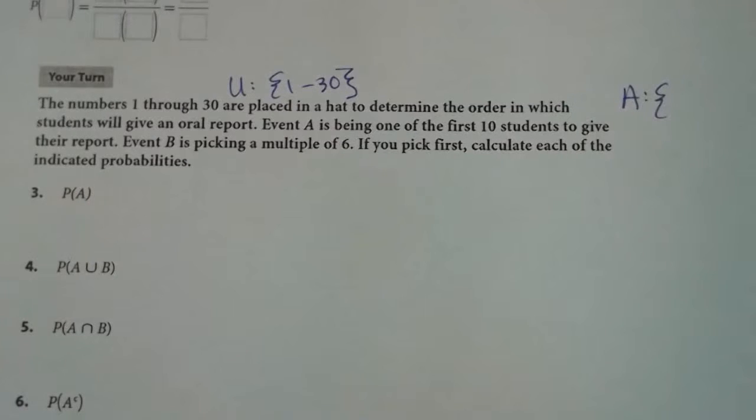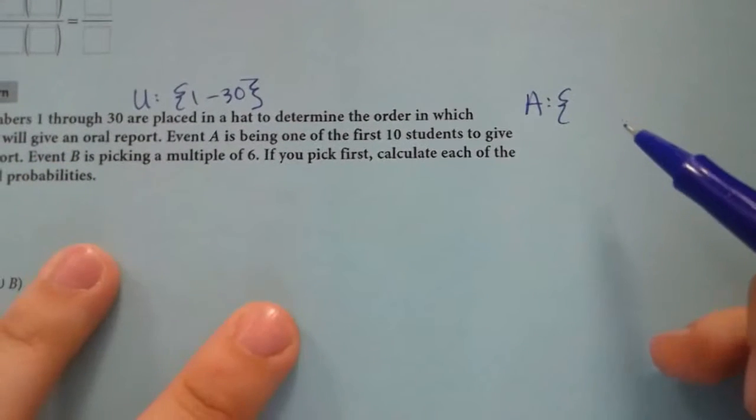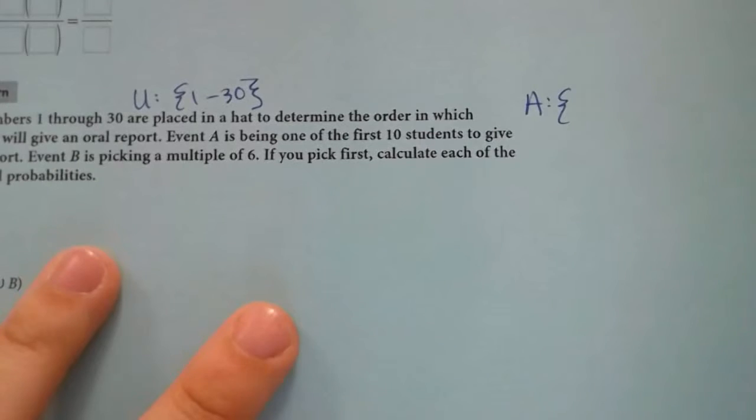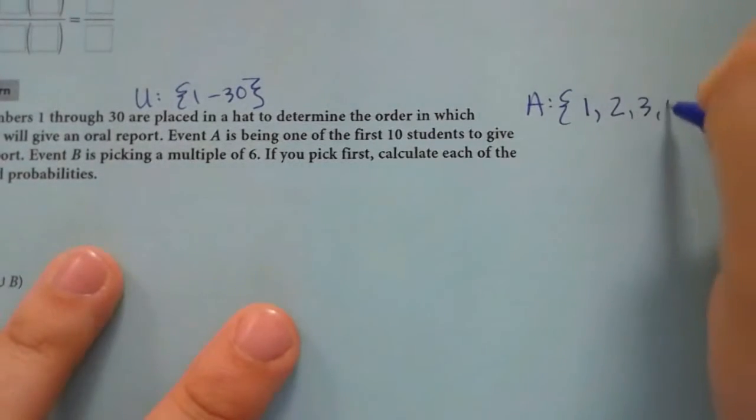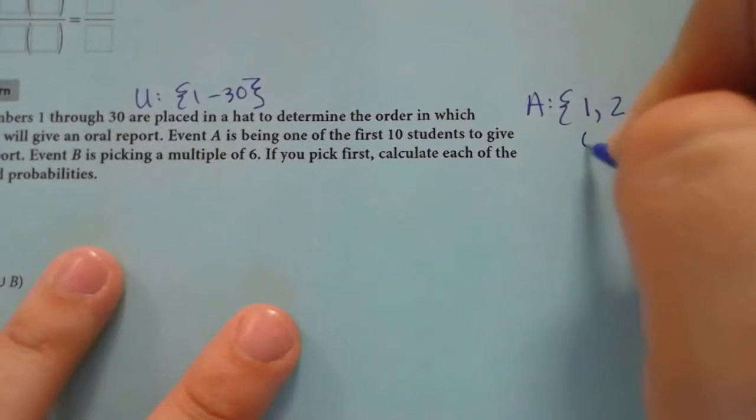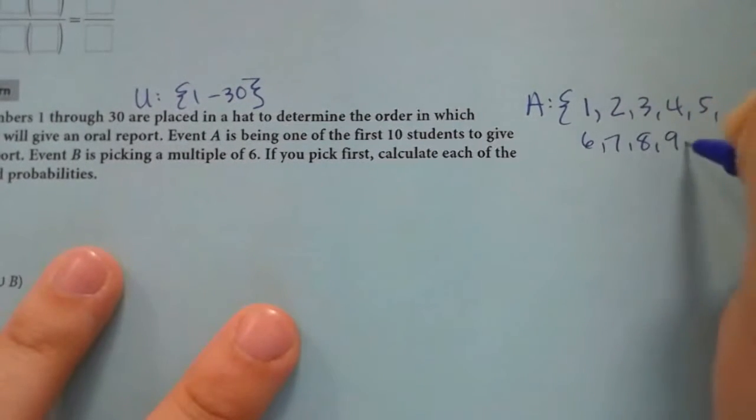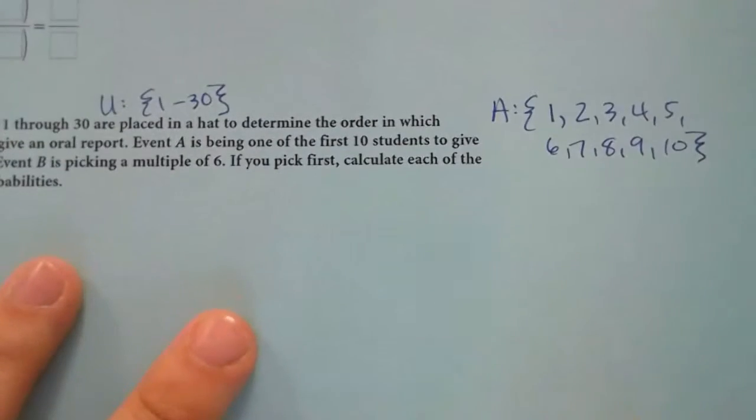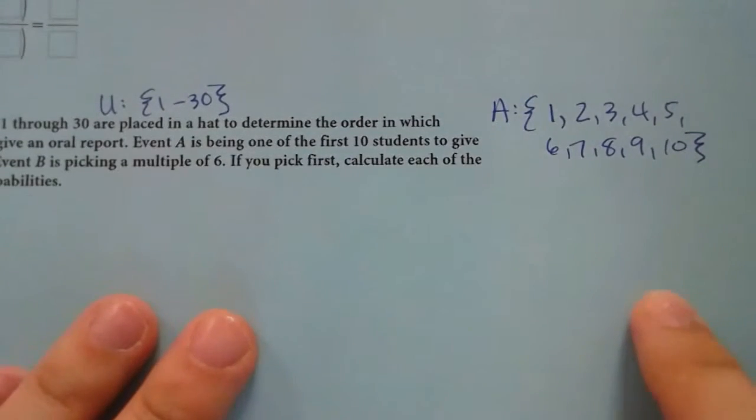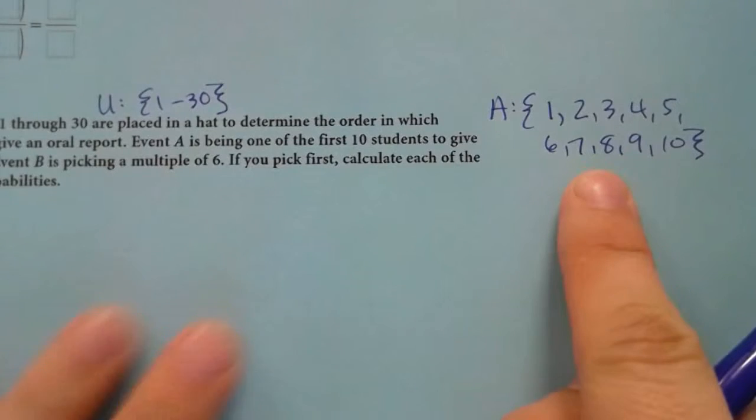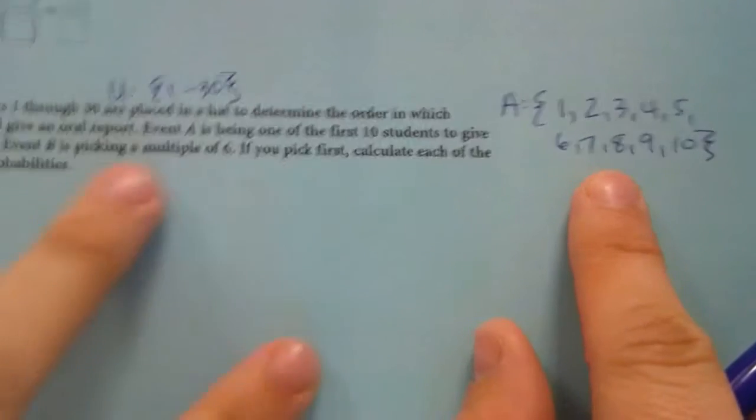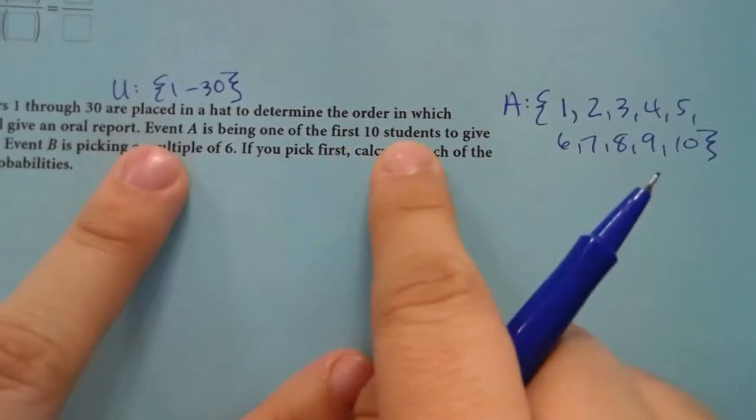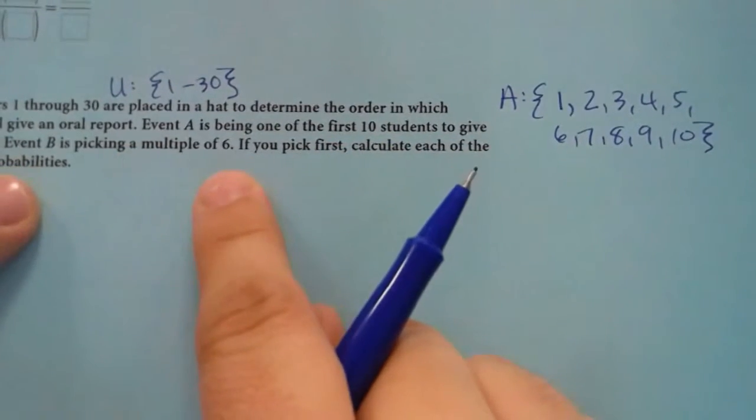Event A is being one of the first 10 students to give their report. So what is going in here? I'm not doing probabilities right now. I'm just listing what is involved in set A. One of the first 10. Wait, why is it one of the first 10? Because that's what it says. Event A is being one of the first 10 students to give the report. Yeah, so it's going to define it right here.